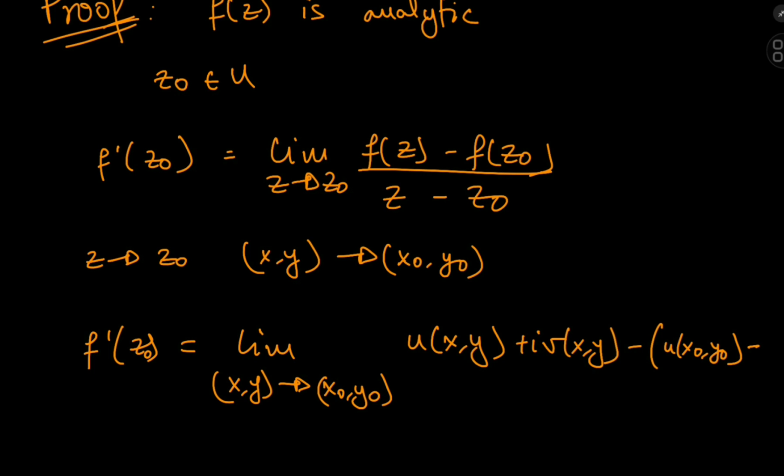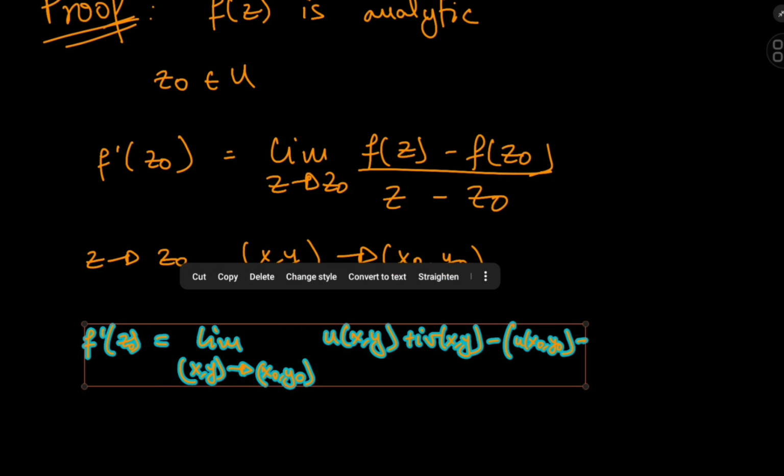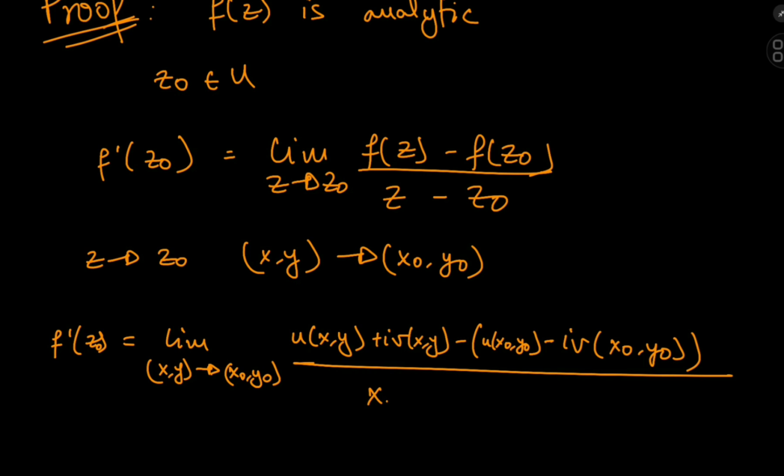minus i times v of x naught, y naught, divided by z minus z naught. Wait, it's the z first, terribly sorry about that. So that's x plus i times y minus x naught plus i times y naught.